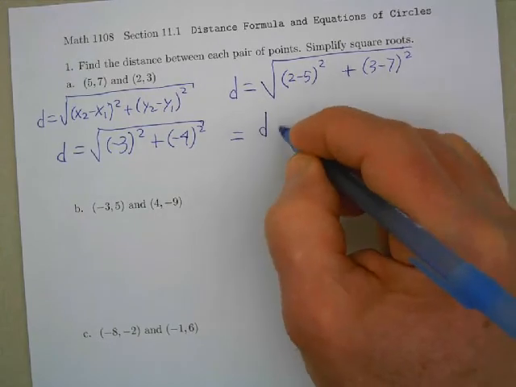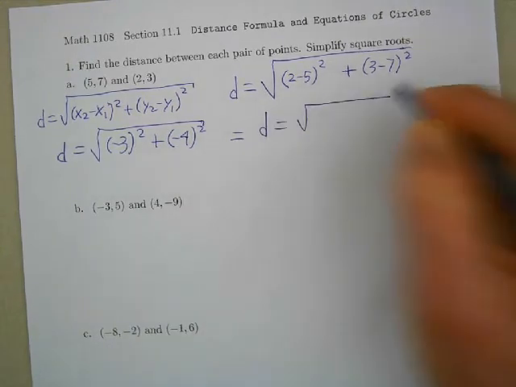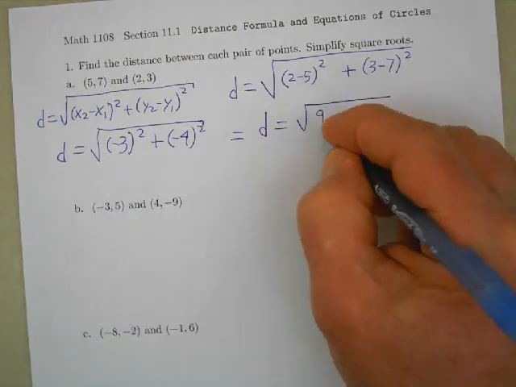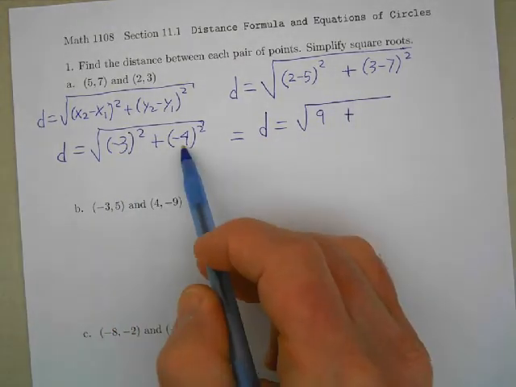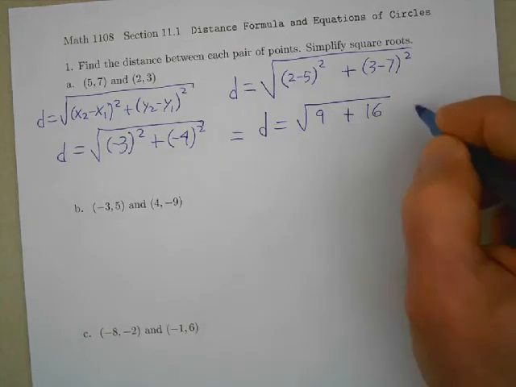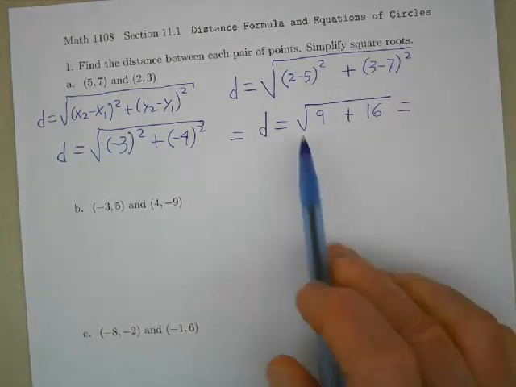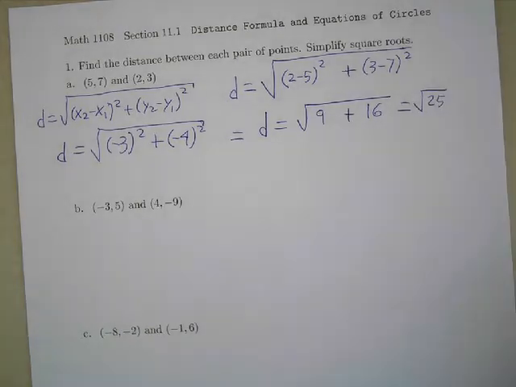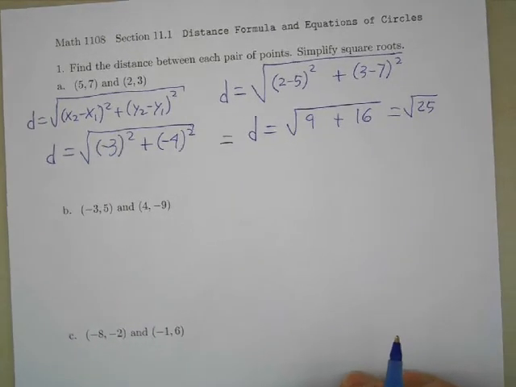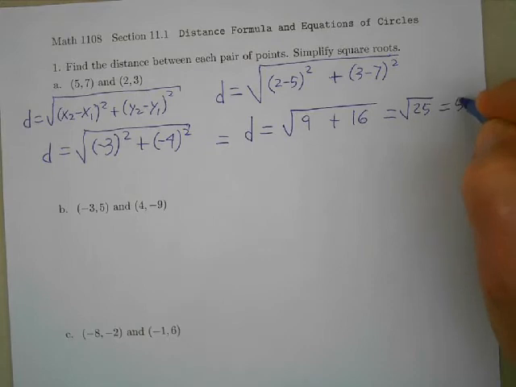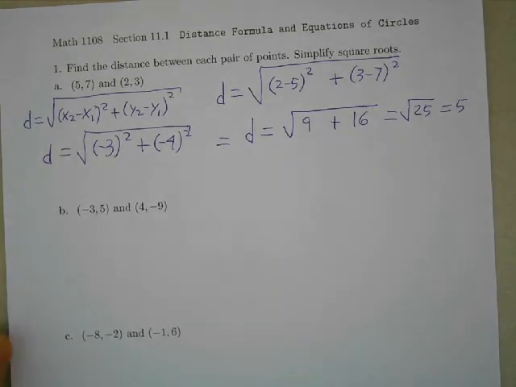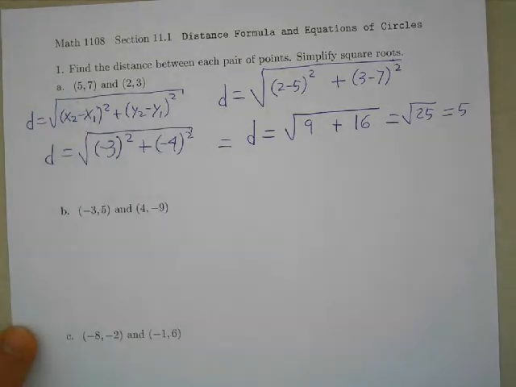And then we get the distance is equal to the square root of some number. Negative 3 squared is 9. The number negative 4 squared is 16. And then finally, the square root of 9 plus 16 is the square root of 25. And the square root of 25 simplifies to 5. Okay, so the distance between those 2 points is 5.